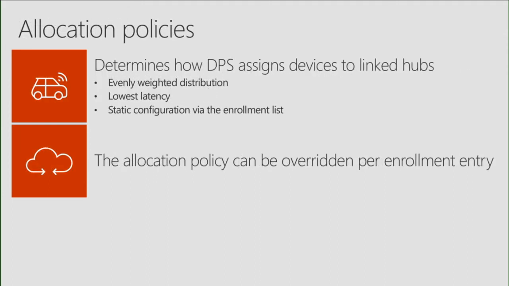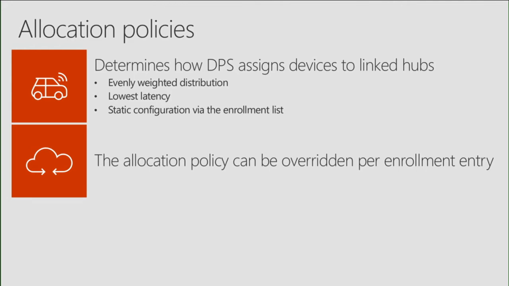Allocation policies determine how the DPS provisions devices to the various linked hubs. And there are 3 main ways that you can choose to allocate these devices. The first one is just you evenly weight it. A device comes in, it's got an even chance of going to whichever hub is linked, and we try to keep those levels about as same as possible.